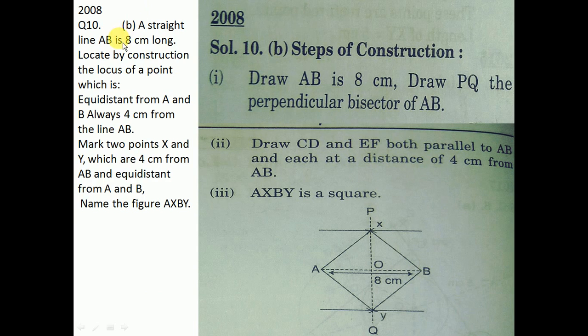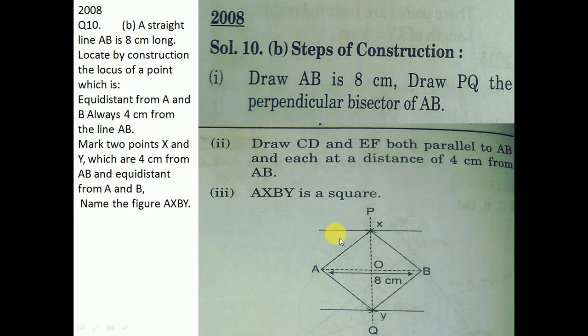A straight line AB is 8 cm long. Draw a line AB 8 cm long. Locate by construction the locus of points which is always 4 cm from line AB. This is my line AB. They want a locus of points which is 4 cm away from AB. That's the reason in the beginning I showed: one line is given, we have two lines, one on this side and one on that side, which are 4 cm away from this AB.